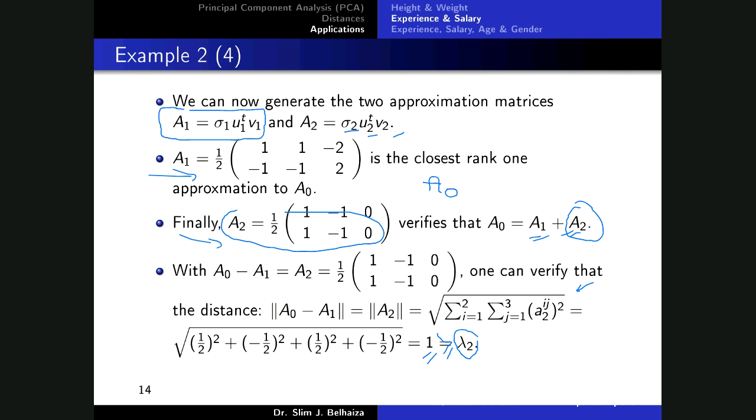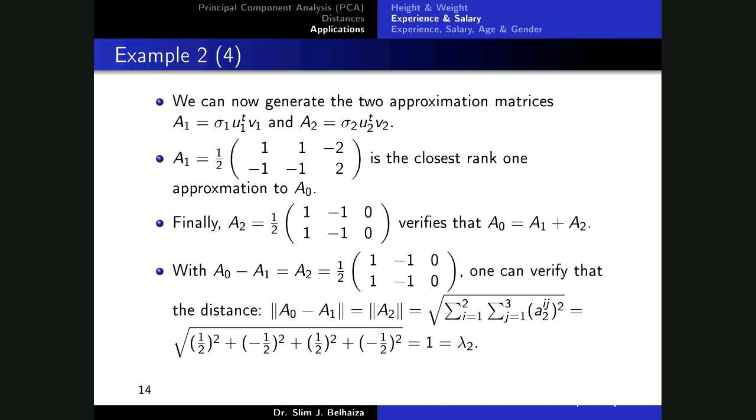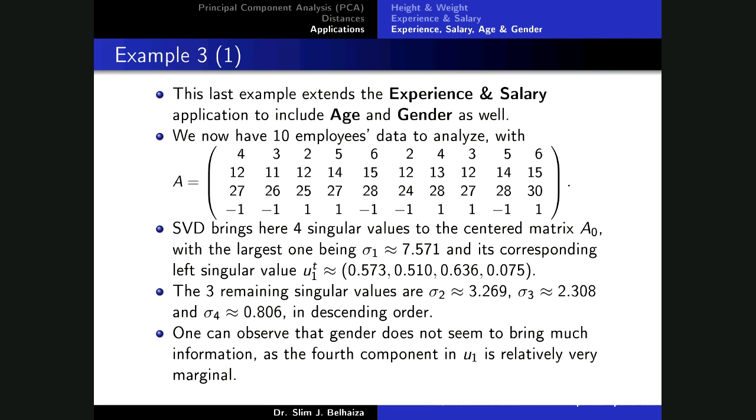So we were able, for our matrix A, to find the best rank 1 approximation to it using singular values and right and left singular vectors. Now, this was a problem which is quite limited, because maybe experience and salary are not the only criteria or features needed to describe the data, and many of us know about it. So in the third application we try to extend this problem and dive a little bit deeper into the analysis.